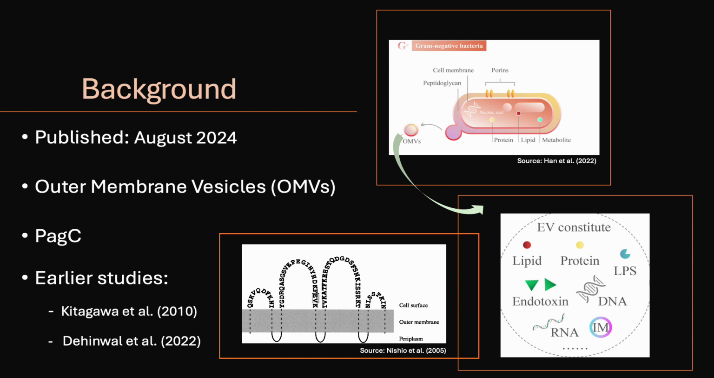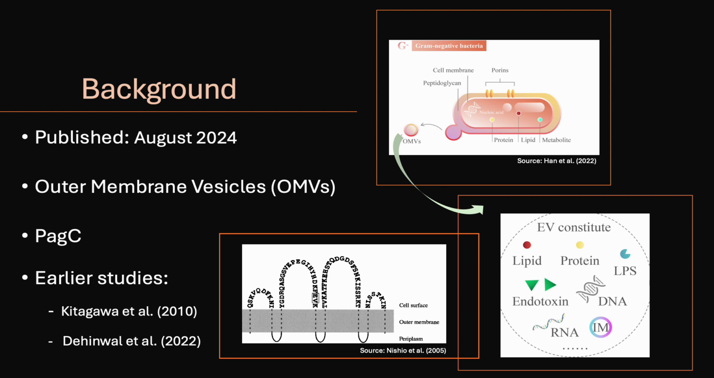PagC is a 162 residue protein that increases OMV formation, as indicated by earlier studies that were key in this one, such as the study by Kitagawa et al. 2010 and Dickenwall et al. 2022. In these studies, they also found that an increase in PagC expression results in increased and accelerated OMV formation in Salmonella enterica, Serovar typhimurium.